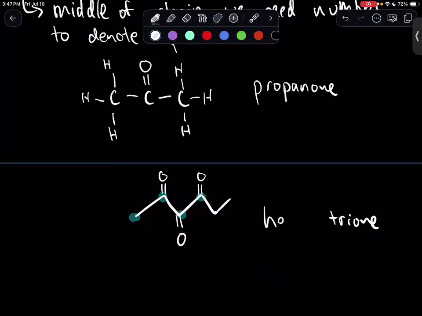So this is going to be hexan, and then we have to number these. We have 2 optional ways to number it. We could go 1, 2, 3, 4, 5, 6, or we could go 1, 2, 3, 4, 5, 6. We always want to choose the one we're using the lowest numbered carbon. So we're going to say hexan 2, whoops, should use a comma, 3, 4, trione. And that would be 3 ketones.